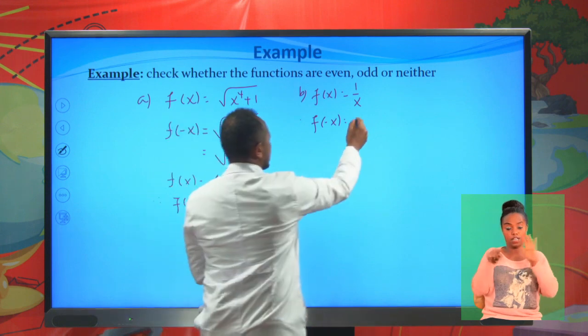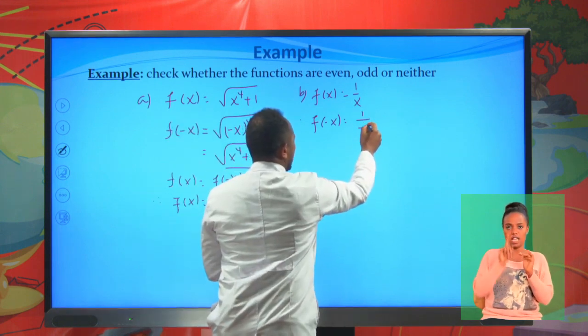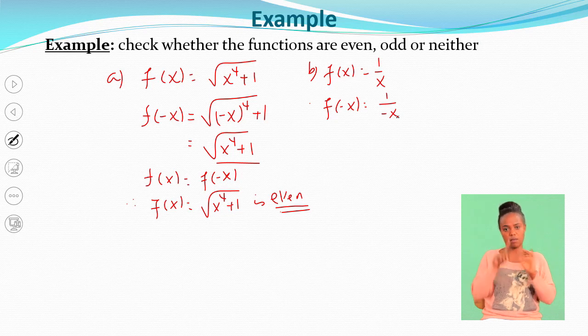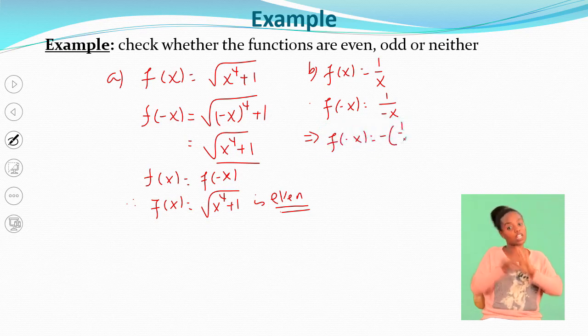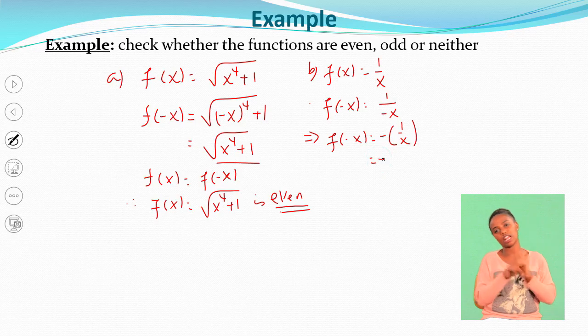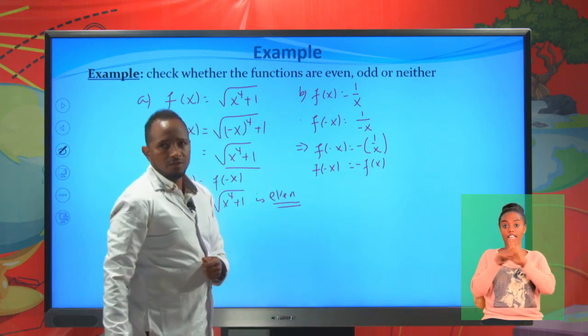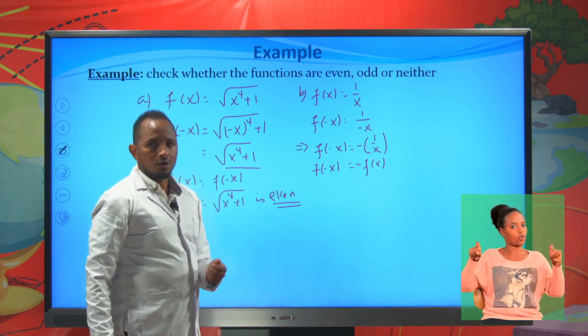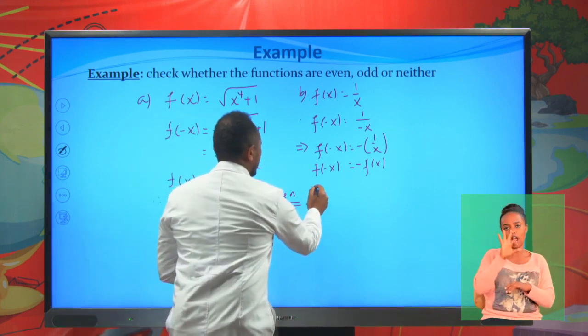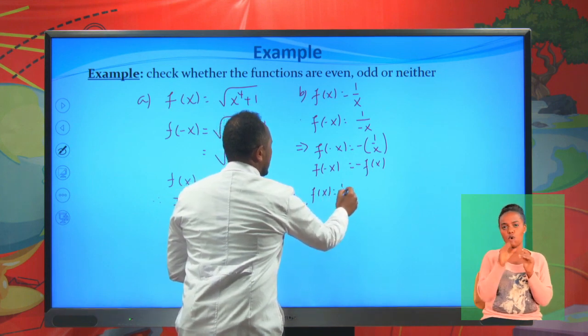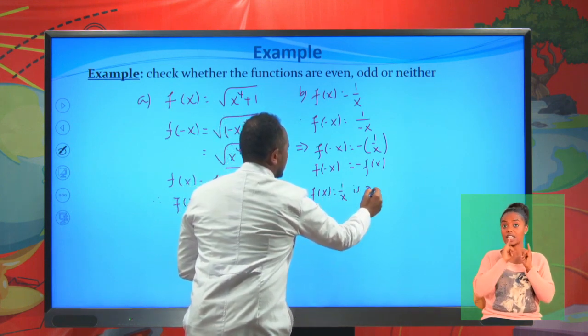f of negative x gives you, in place of x you put negative x, 1 over negative x. Therefore, from this you can see that f of negative x is equal to negative of 1 over x. This is equal to negative of 1 over x, which means it is negative f of x. So, as you can see, f of negative x and f of x are opposite. So, in this case, the function is odd. Therefore, f of x equals 1 over x is an odd function.